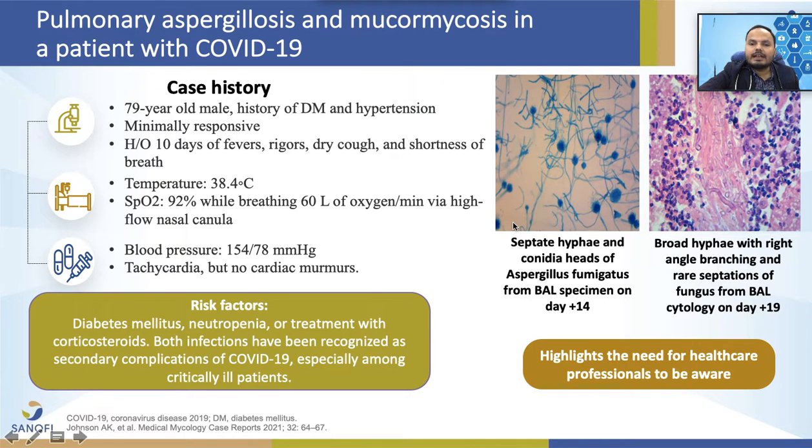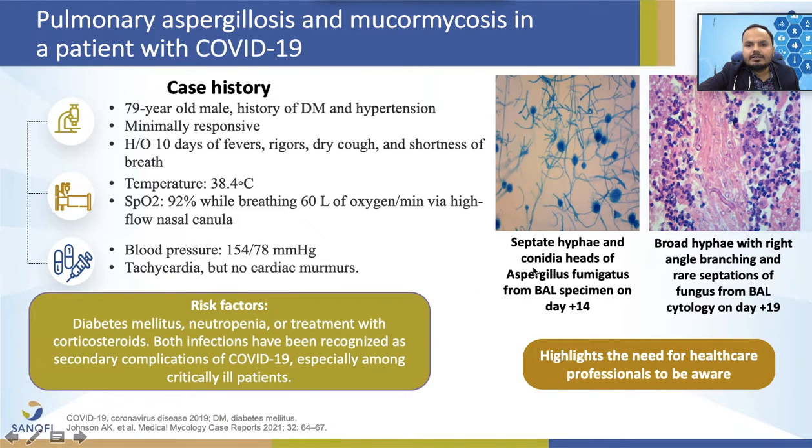Then is pulmonary aspergillosis and mucormycosis in a patient with COVID-19. A 79-year-old male with history of diabetes and hypertension. They came with complaints of fever, dry cough, shortness of breath. Saturation was around 92% while breathing 60 liters of oxygen. This was very high flow oxygen going on, with blood pressure 154 by 78, tachycardia but no cardiac murmurs.